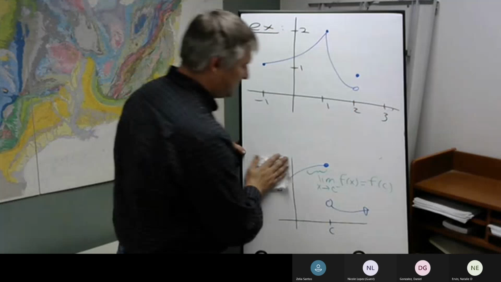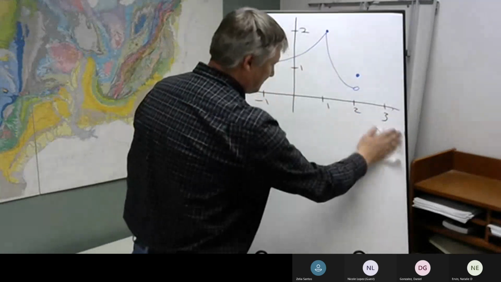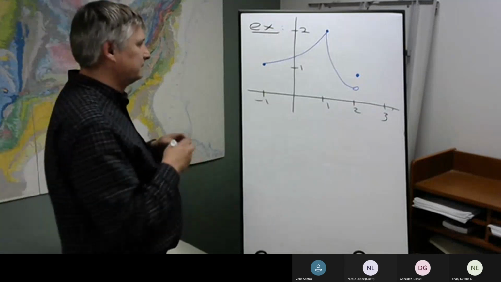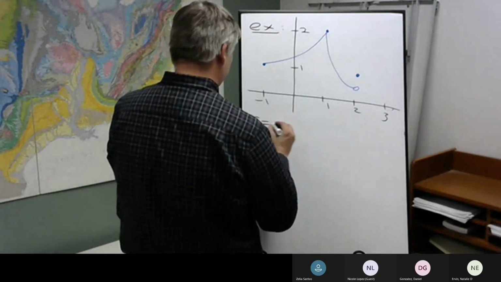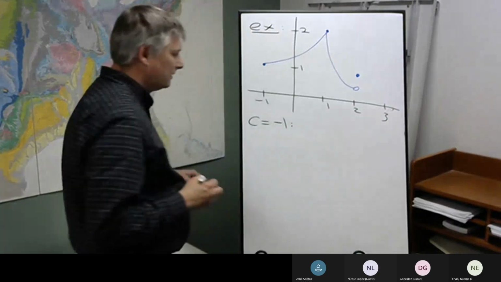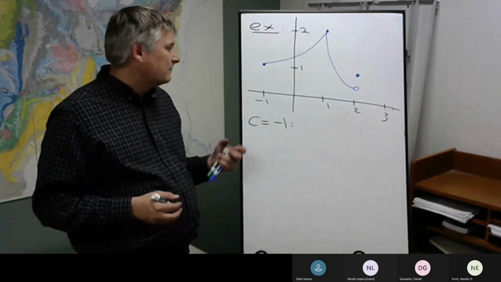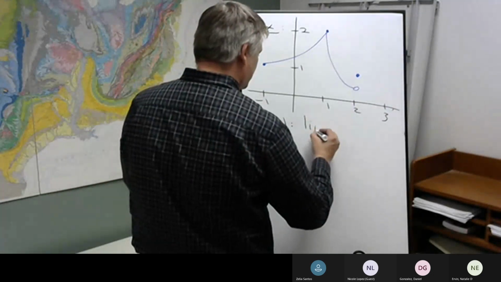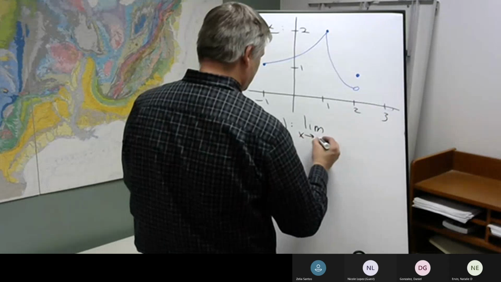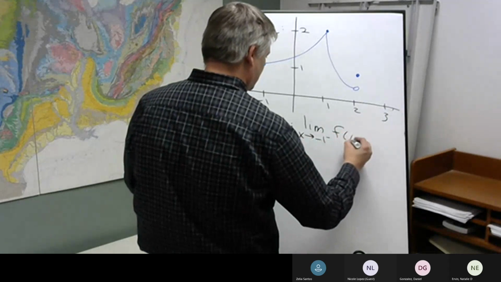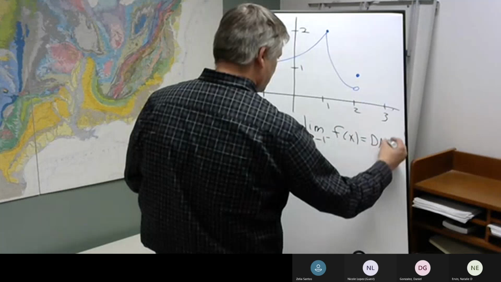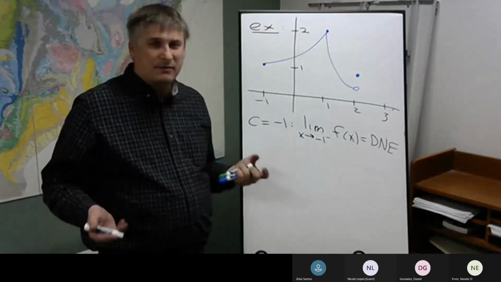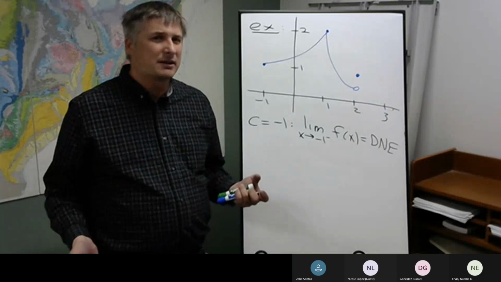So let's say we have this. So let's take c as -1. Now, for c as -1, we can only approach this from the right side. So the limit, if we try to approach from the left, well, that doesn't even exist. So if we don't have a left-sided limit, we can't talk about left-sided continuity.